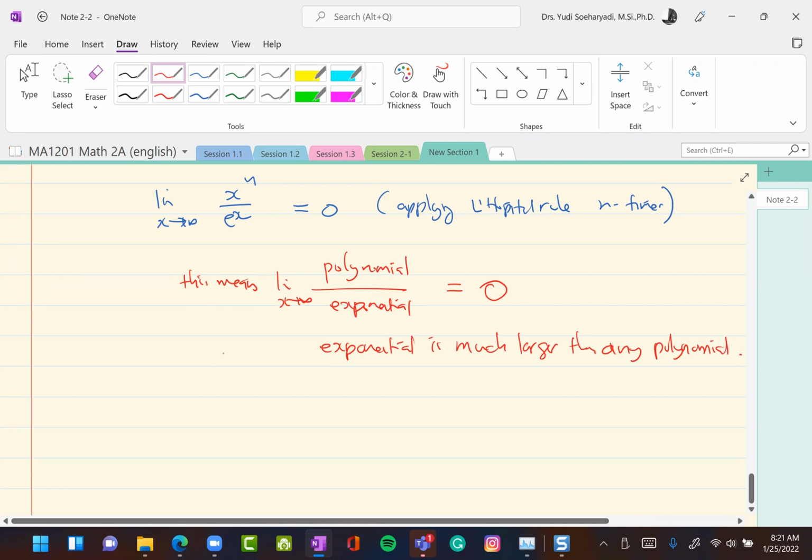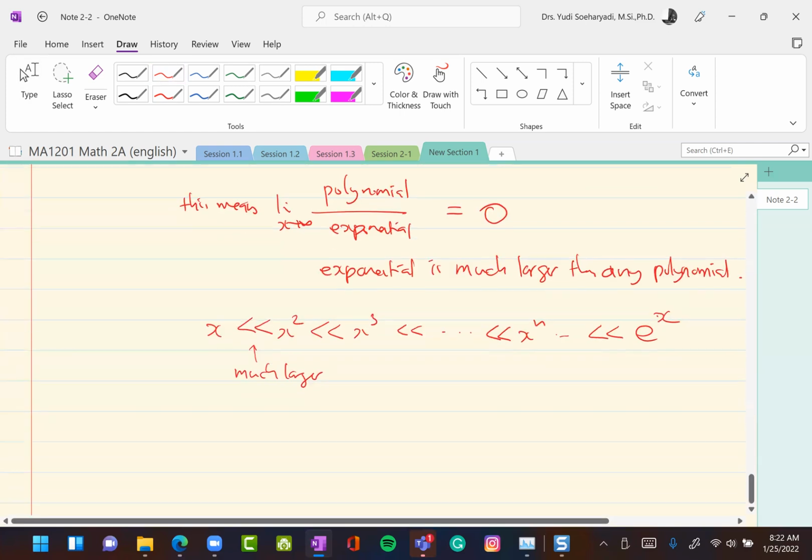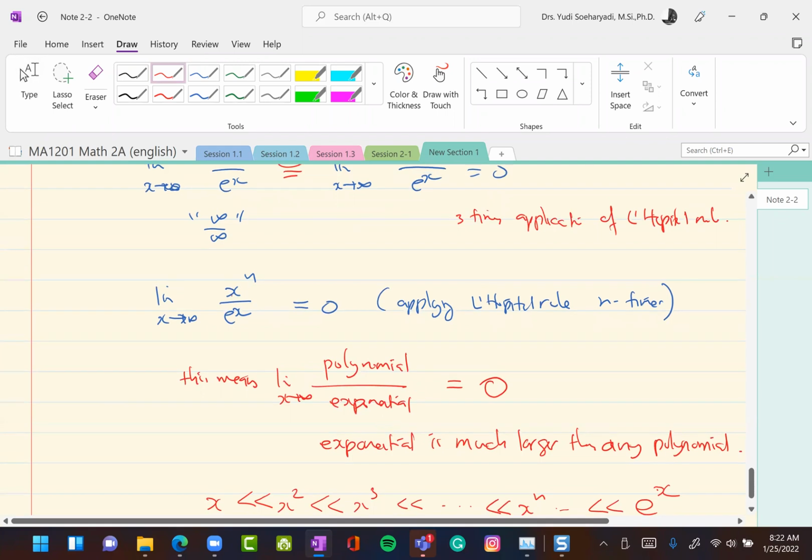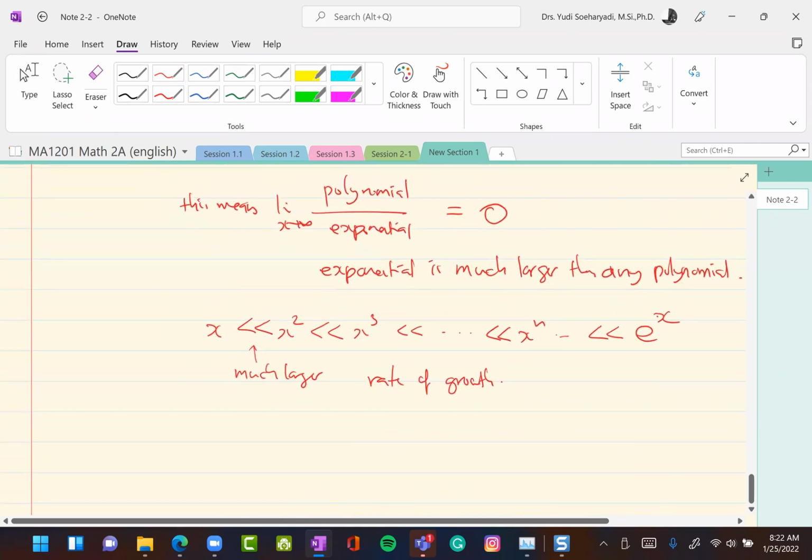We have some notation for this. When x is large, x squared is much larger than x, x cubed is much larger than x squared, but the exponential is much larger than all of them. So this is what we call the rate of growth. You're comparing the rate of growth of x to the n with the rate of growth of the exponential. The exponential always wins in this case. It's much larger.